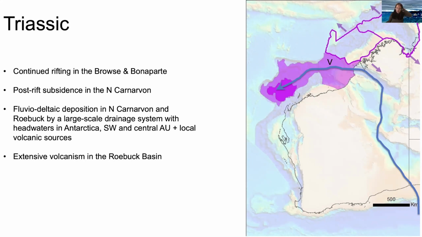And then that post-rift subsidence in the Northern Carnarvon and in the Roebuck basins allows the deposition of these fluvio-deltaic sequences, delivered via large-scale drainage systems with headwaters in Antarctica, Southwest and Central Australia. And also we have volcanic sources.